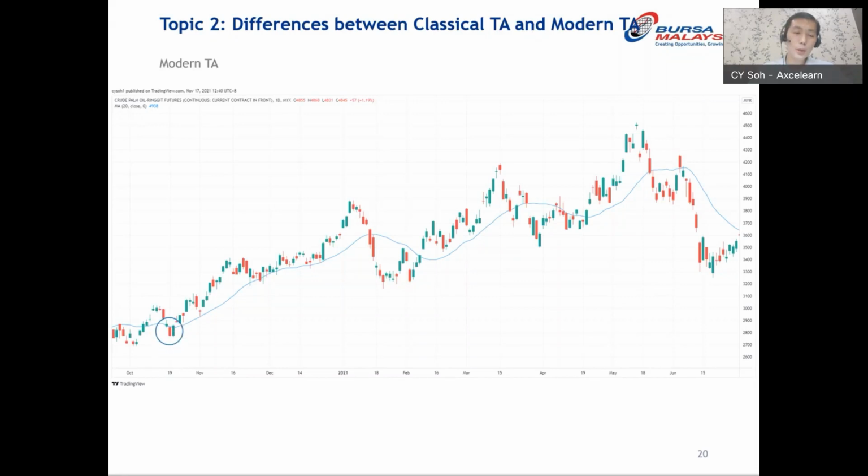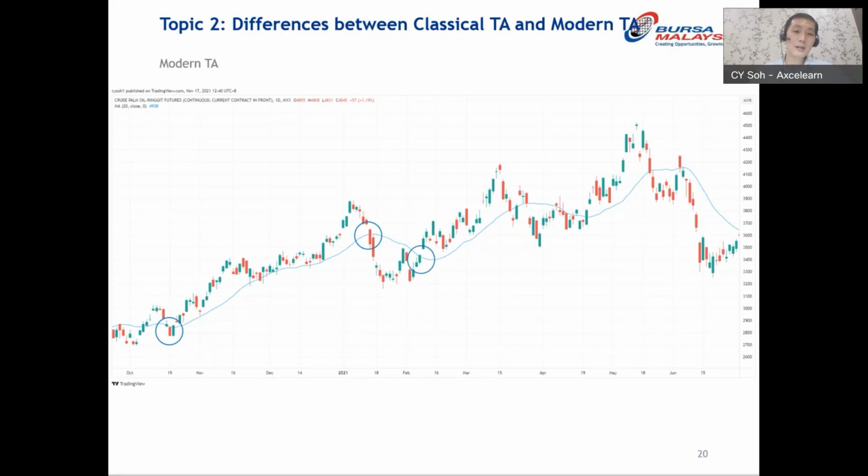So let's have a quick look at the simple moving average trading rule. On the first left-hand side circle, you can see when the price is above the moving average, it is an uptrend, so you may take a long or buy position. And on the middle one, you can see when the price crosses below your moving average, it is considered a downtrend. You would take a short position. Very simple, right?